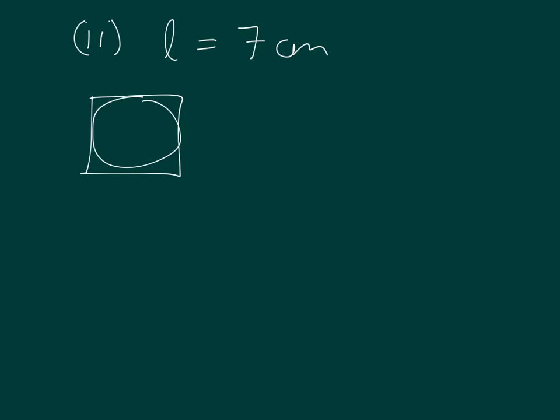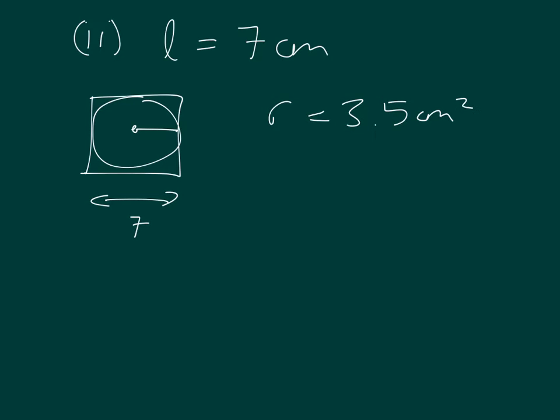So for part 2, we need to find the area of the shaded region. We discovered that L was what in the first one? 7 centimetres. And remember, the shape was a square with a circle inside. Now, if the length of the square is 7, what's the radius of the circle? 3.5. Good. So R is 3.5.